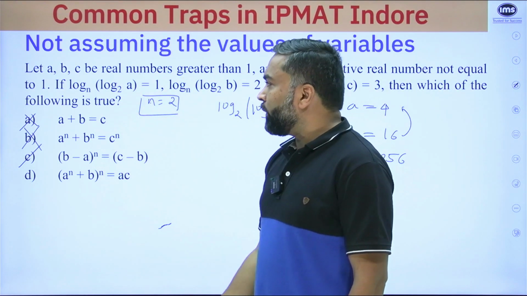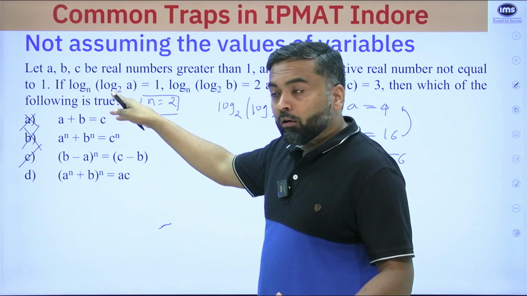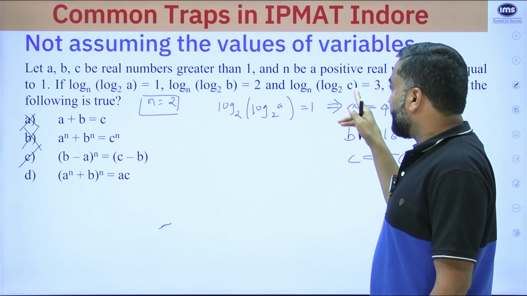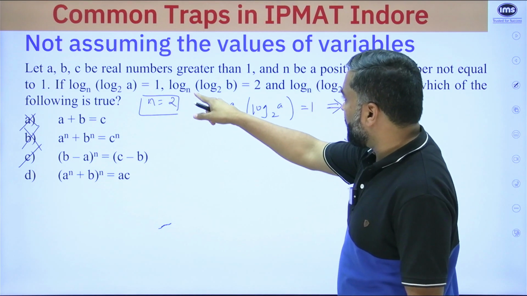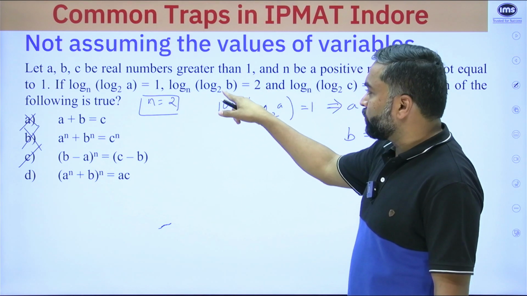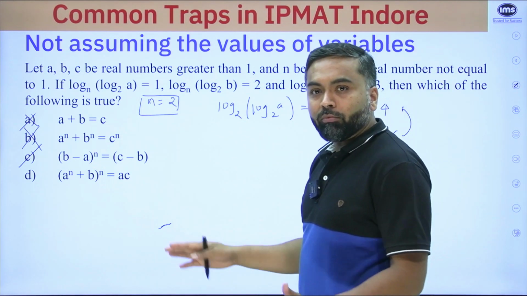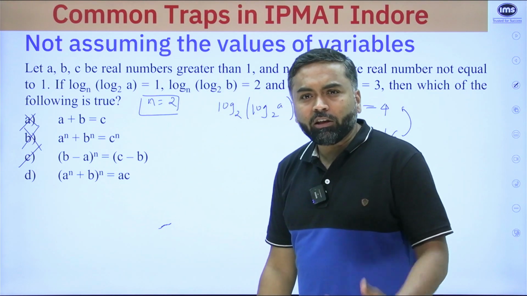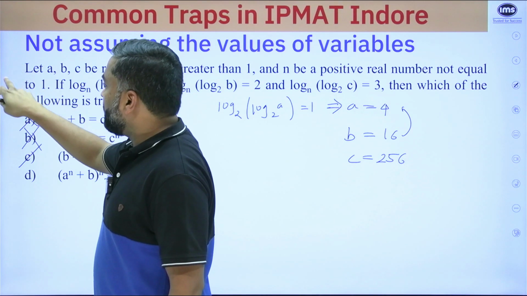So this becomes easy if you substitute the value. Otherwise, this becomes very tedious. You'll have to take n here, then a will be 2 raised to n. Here b will be 2 raised to n square, not 4, my bad. This is n square, right? So b will be 2 raised to n square and c will be 2 raised to n cube. And then substituting here and verifying will become very lengthy, very tedious. So the best way is to solve by assuming the values.